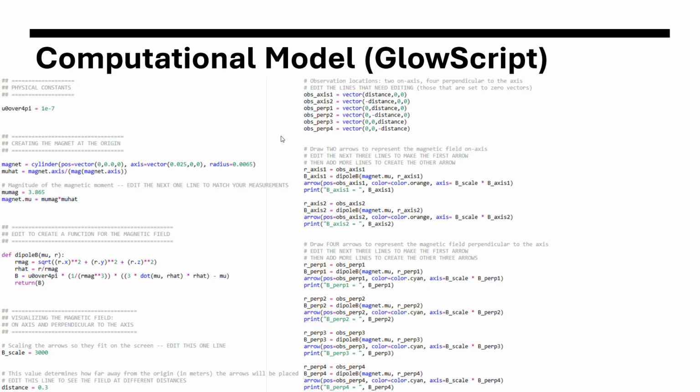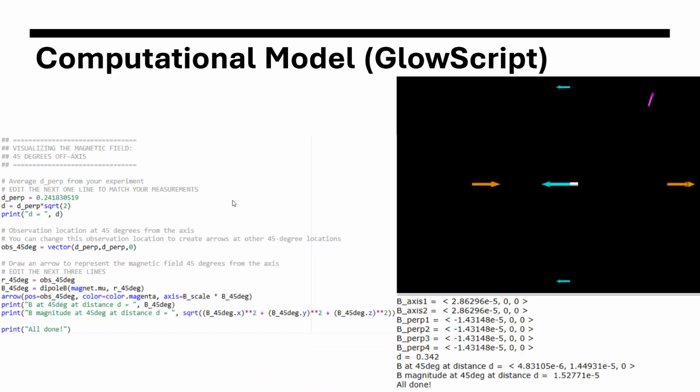Here's a computational model. Here's our function for calculating the magnetic field, which is just using the last formula I talked about on the physics principle side, the magnetic field of the dipole. Then we altered the scale and distance to get the arrows looking good. Threw in some observation locations, perpendicular locations, and then we plotted those vectors. And then also did it for the off-axis one, which is this magenta one up here.